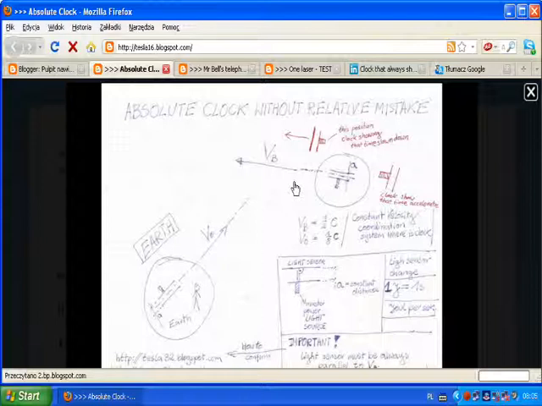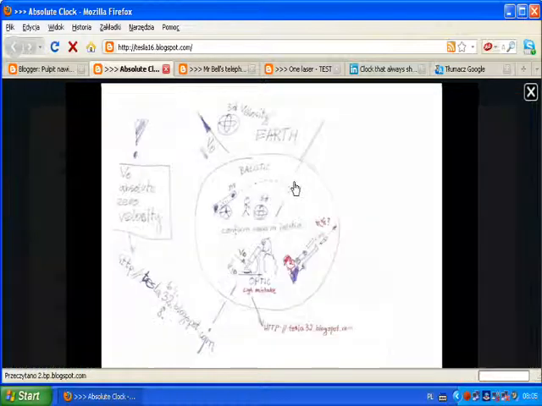I will right now compare the atomic clock. Oh, sorry.